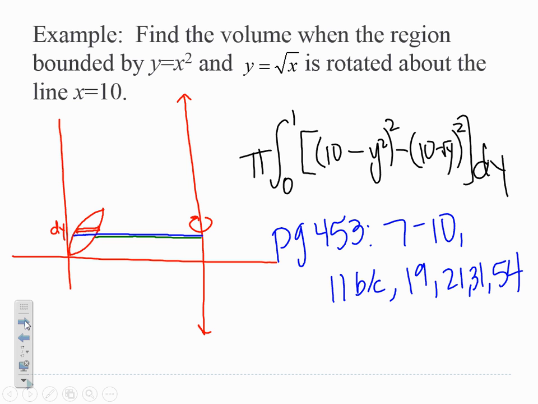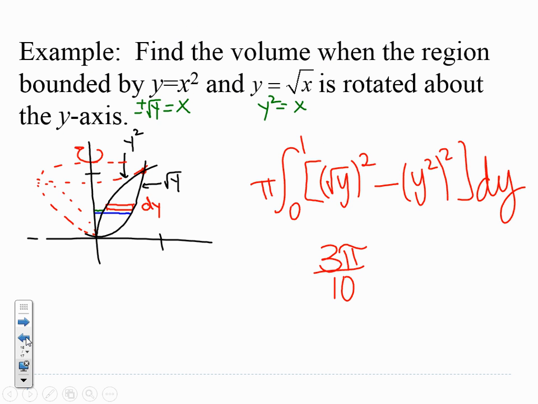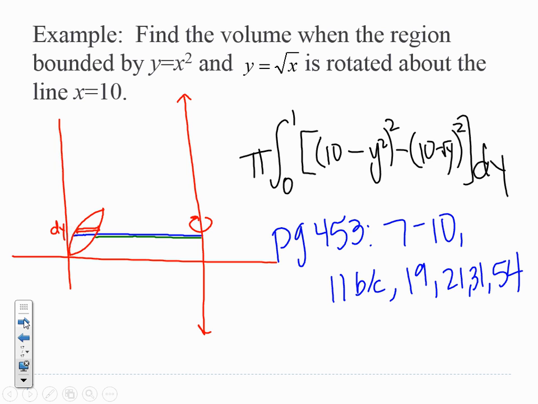Okay, real quickly, Brady, you needed to look at this. The previous slide, yes. Oh, I thought we finished it. So, don't you still have to integrate it? We did integrate it. That's the 3 pi over 10. We used our calculators to integrate it. Okay. We did the first problem by hand.